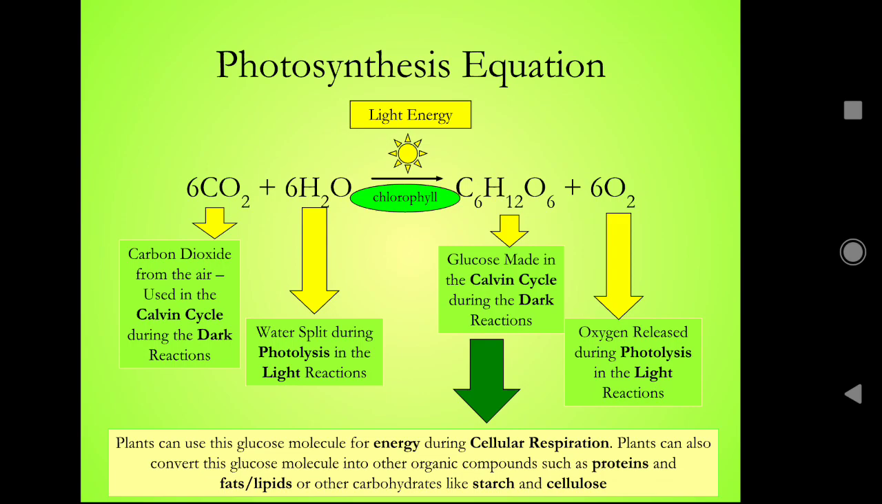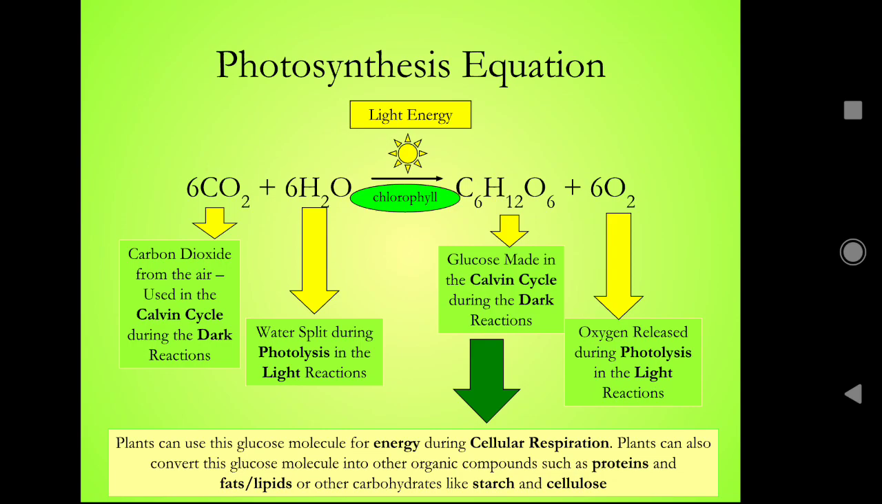Sunlight is obviously important because it's required for photolysis. It actually does the splitting of the water molecule. And at the end of the Calvin cycle, C6H12O6, that is glucose, is now being produced. And then, of course, plants can fix glucose into many different carbohydrates, lipids, and proteins.